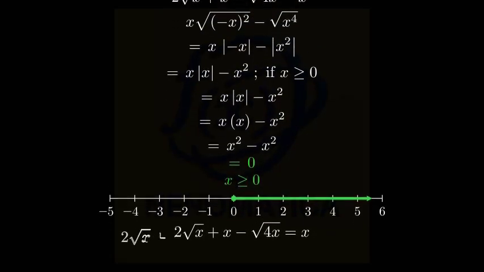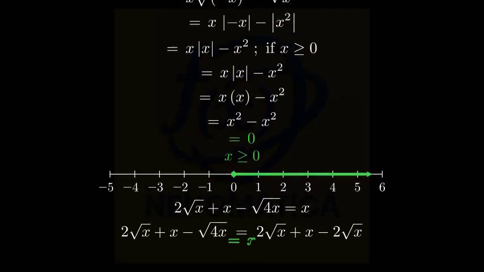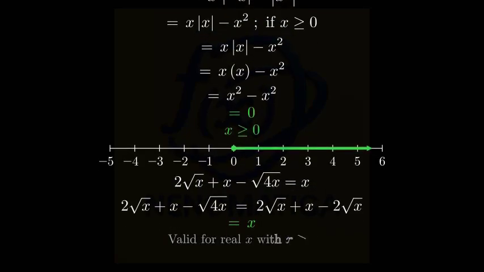Now, for the second line, replace the square root of 4x with 2 times square root of x. You can then cancel the like radical terms, and the left-hand side equals x automatically. The same non-negative requirement for x applies because the square root of x must be real.